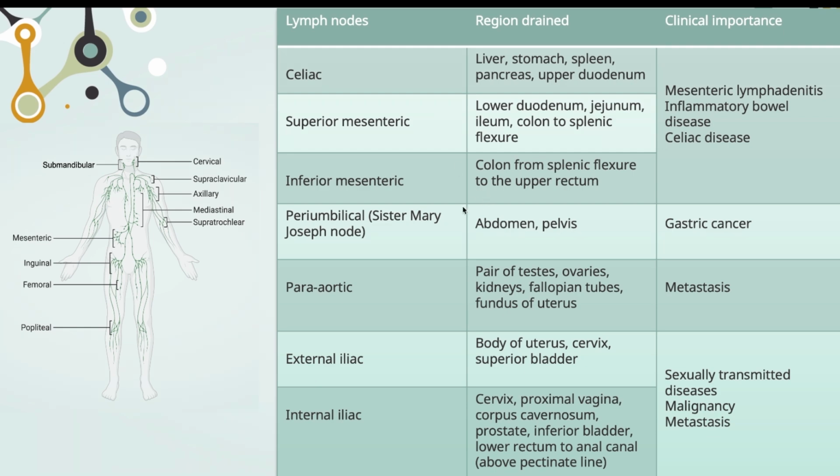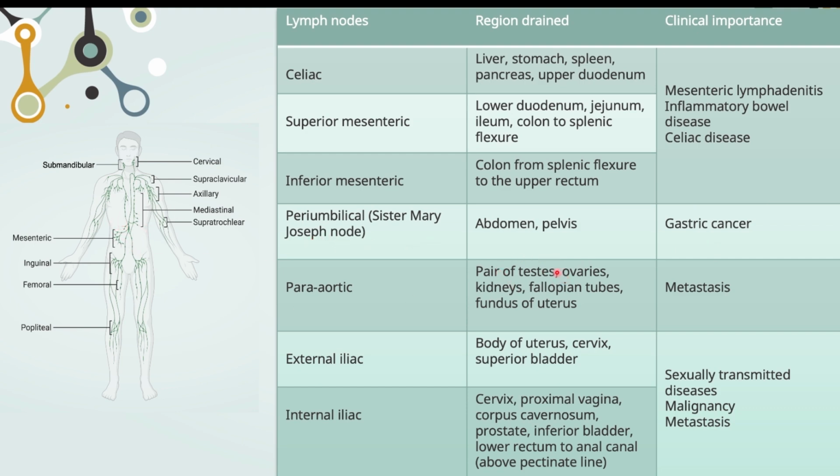Now, the most important thing from exam point of view is gastric cancer. All right. In gastric cancer, the periumbilical lymph node. All right. So the periumbilical lymph node. So it's present here. All right. So periumbilical, that means around the umbilicus. All right. So if the lymph nodes around the umbilicus are involved, and if you can feel that during examination, then you have to be suspicious about gastric cancer. All right. Super high yield, Sister Mary Joseph lymph node, periumbilical lymph nodes, super high yield.